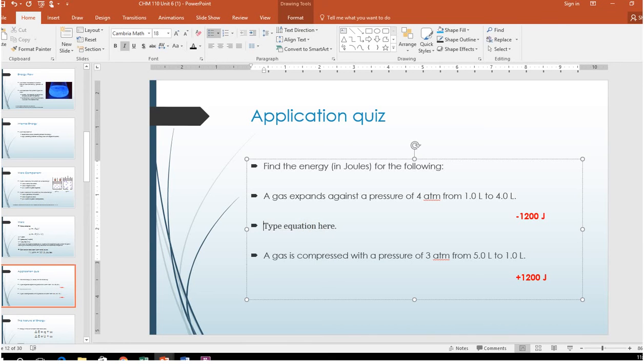Now we know that work is equal to negative P times the final volume minus the initial volume, okay? Now, for our purposes, what we end up having is we have 4 atmospheres.